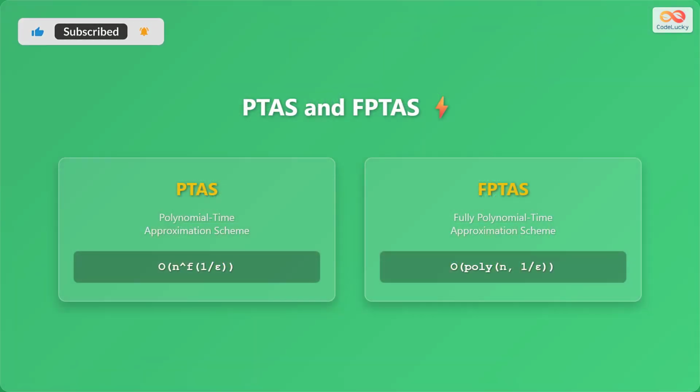Now let's talk about PTAS and FPTAS. PTAS stands for Polynomial Time Approximation Scheme. The time complexity is order of n to the power of f of 1 by epsilon, written as O(n^f(1/epsilon)). FPTAS stands for Fully Polynomial Time Approximation Scheme. Here the time complexity is polynomial in both n and 1 over epsilon, written as O(poly(n, 1/epsilon)).